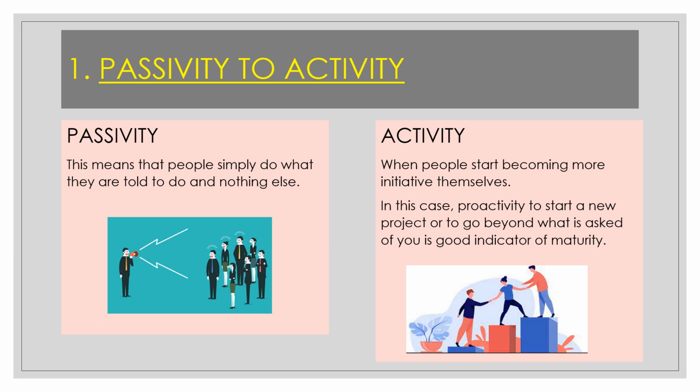First one is passivity to activity. Passivity means that people simply do what they are told to do and nothing else. When employees are new in the organization, they don't know anything about the organization, its policies, or its working environment. They are supposed to do what is instructed by their supervisors. And activity means when people start becoming more initiative themselves. In this case, proactivity to start a new project or to go beyond what is asked of you is a good indicator of maturity. For example, if the employee is more experienced in the organization, he takes initiative for taking the challenges in the organization.